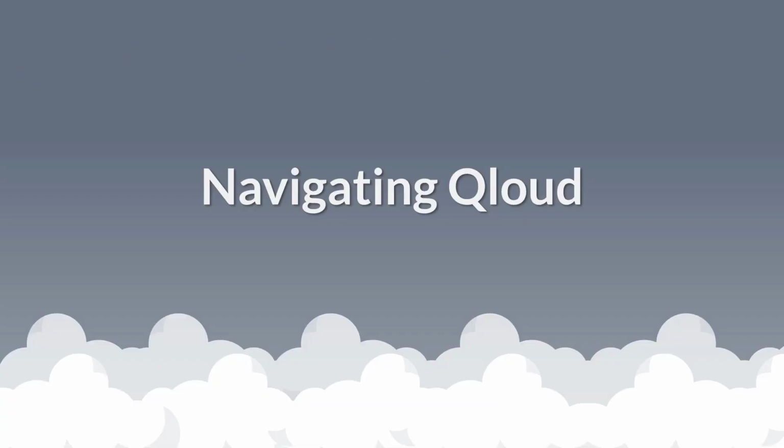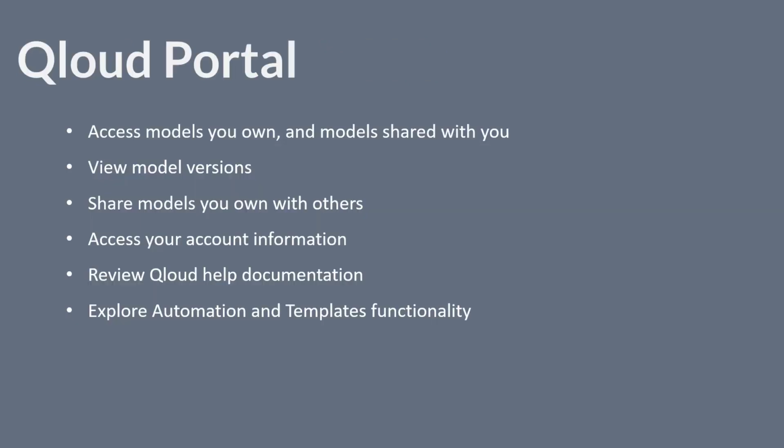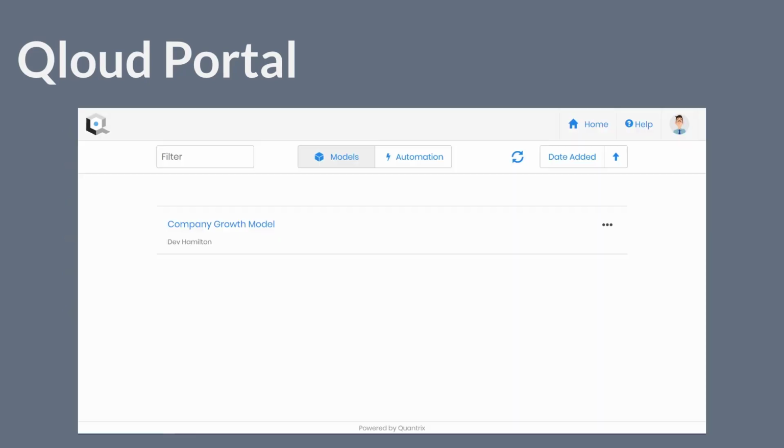Now let's take a quick tour of the Qloud platform. The Qloud homepage is the initial landing screen upon logging into your Qloud account. From here, you can access models you own and models shared with you, view model versions, share models that you own with others, access your account information, review Qloud Help documentation, and set up automation rules and explore templates functionality if this feature has been enabled for your Enterprise Qloud instance.